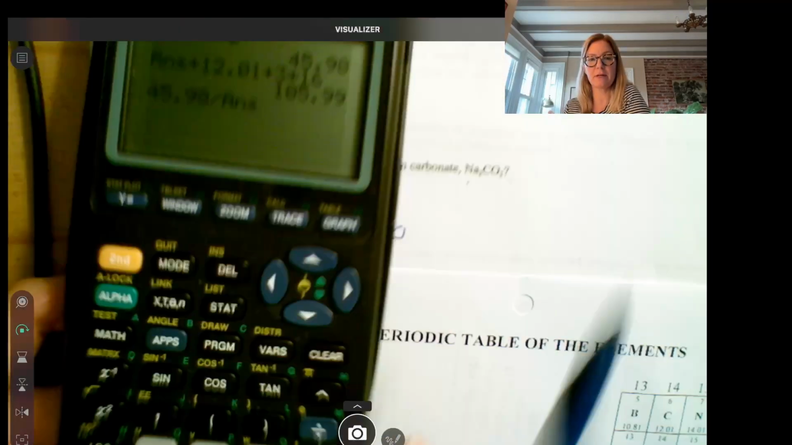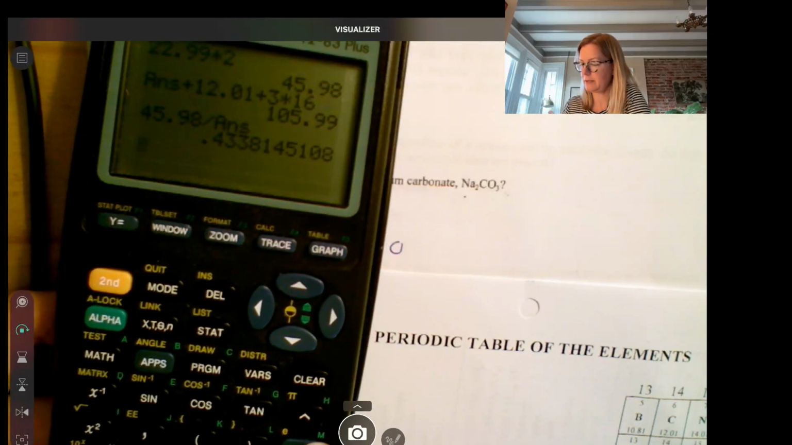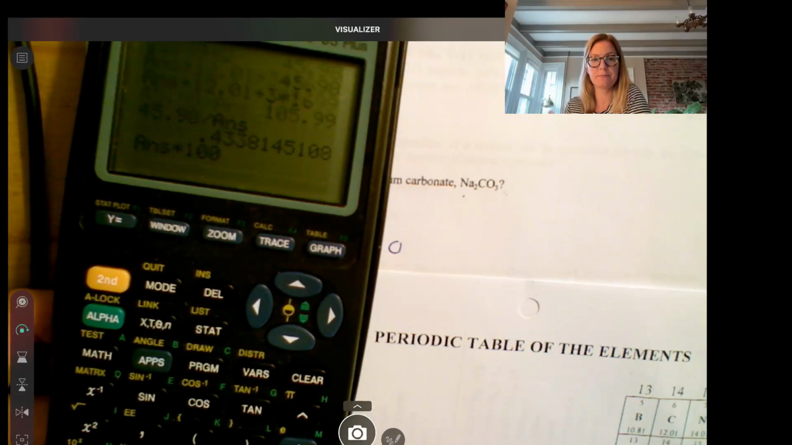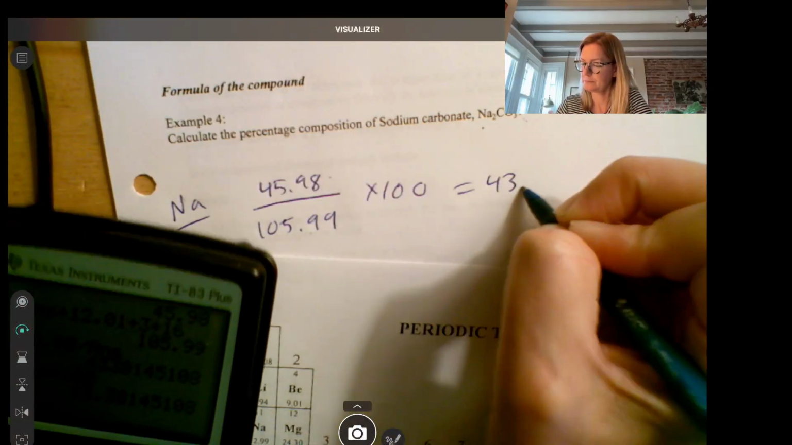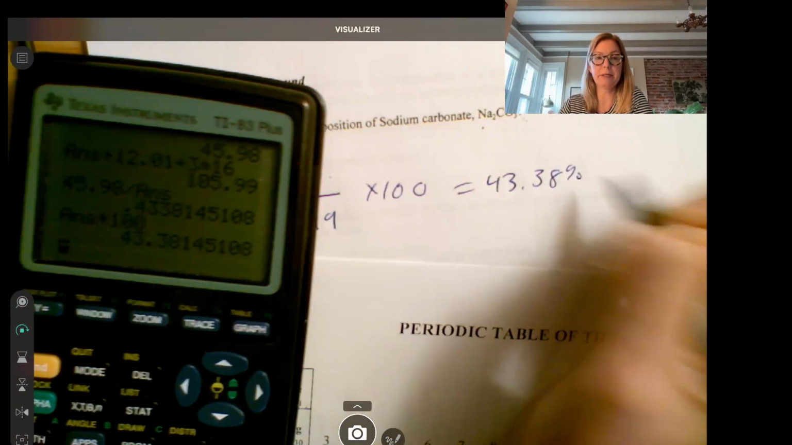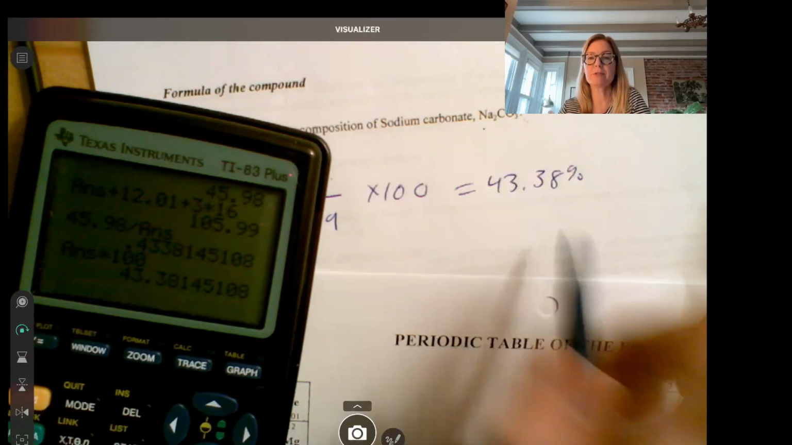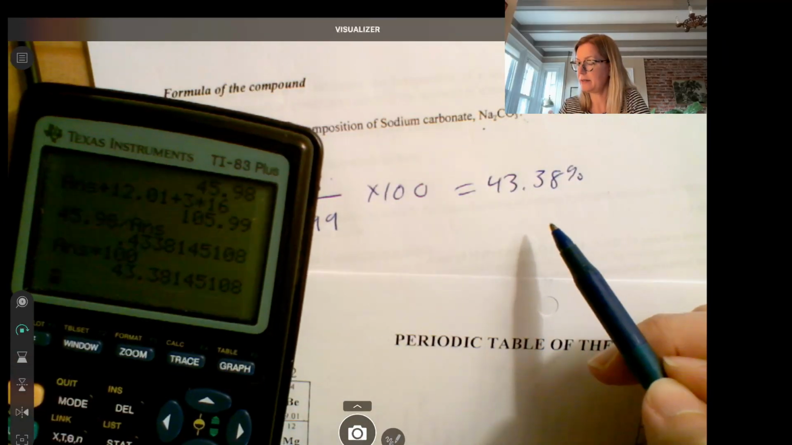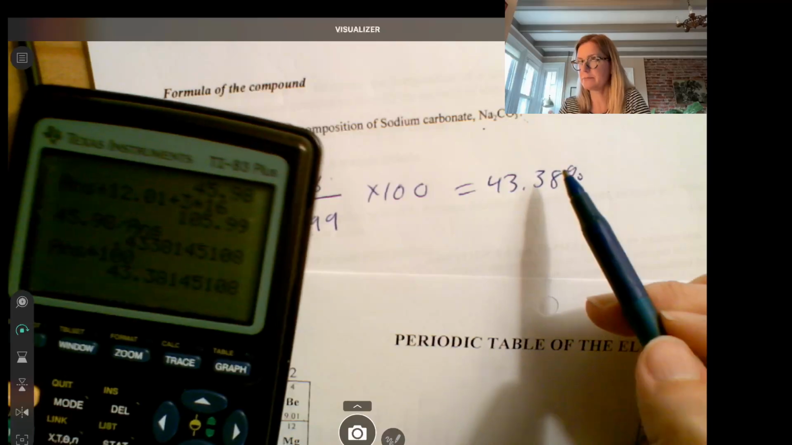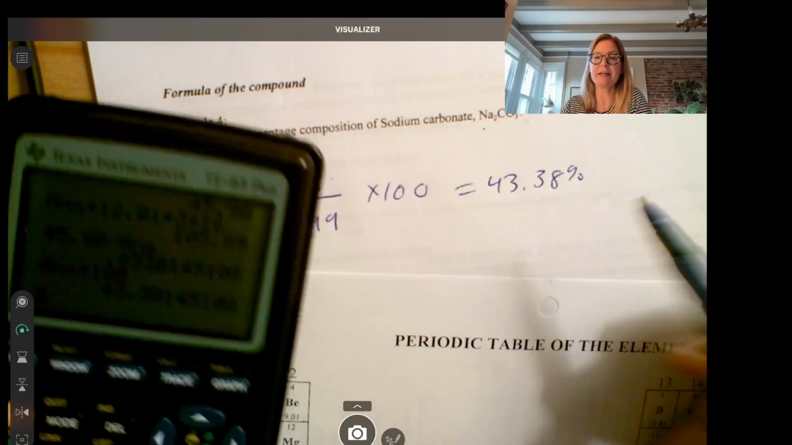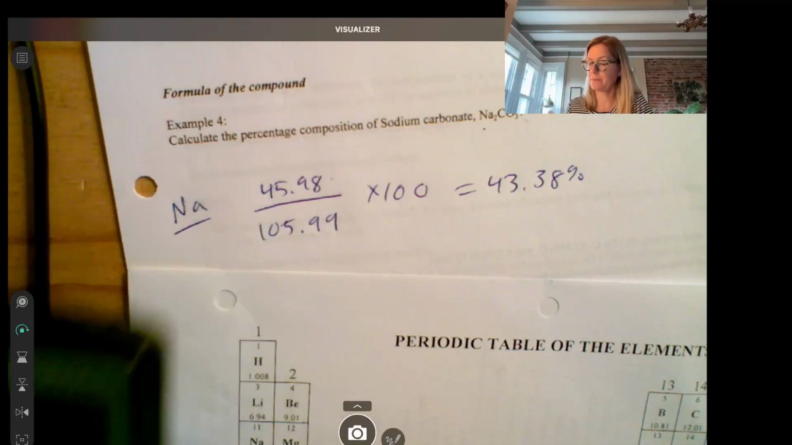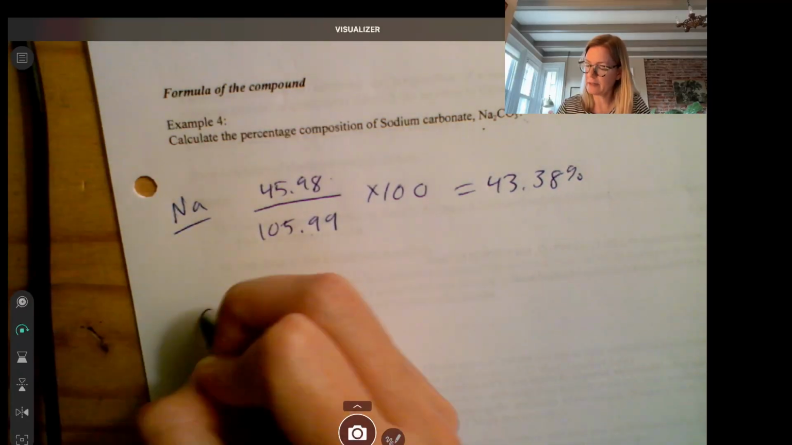So I'm just doing the part divided by the whole, and then times 100, okay, and this is 43.38% sodium, okay? So the sodium makes up about 43% of the mass of this compound, okay? Which makes sense, okay? Now let's do the carbon.